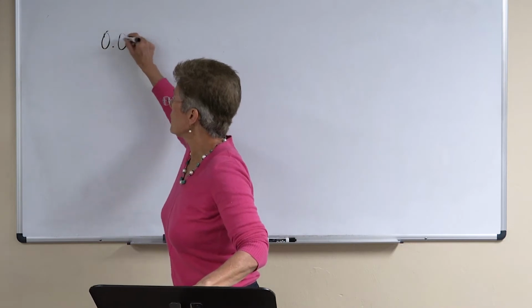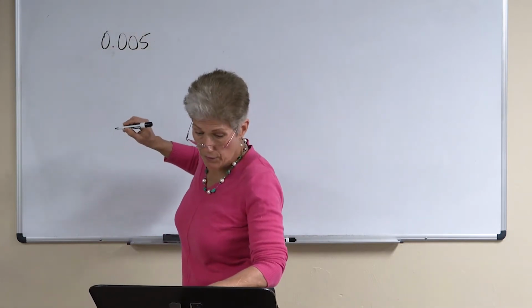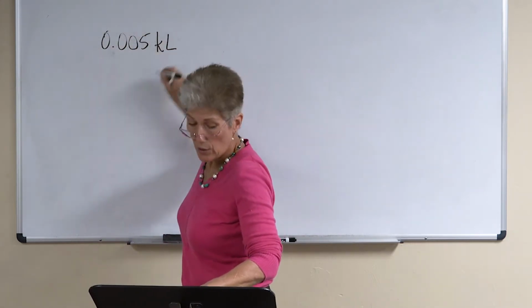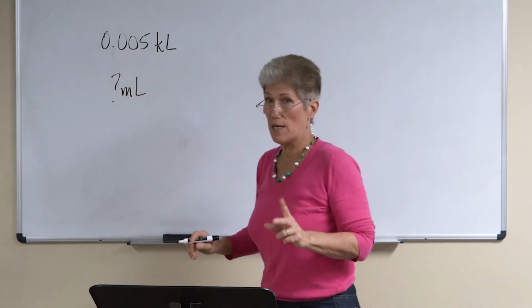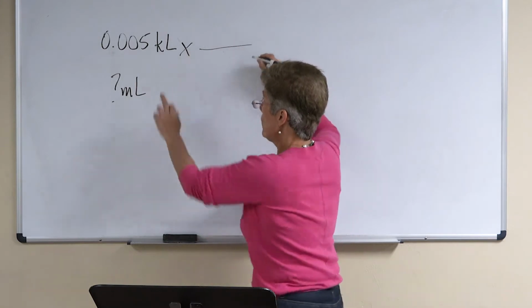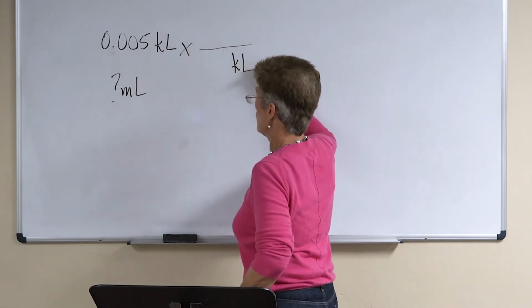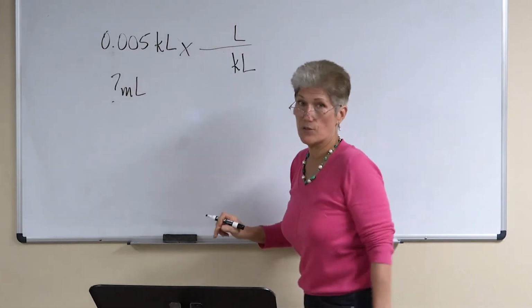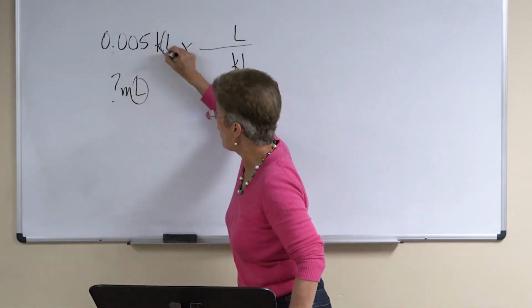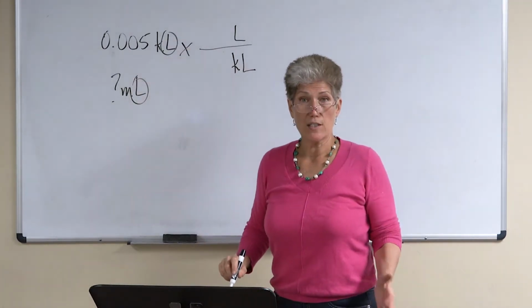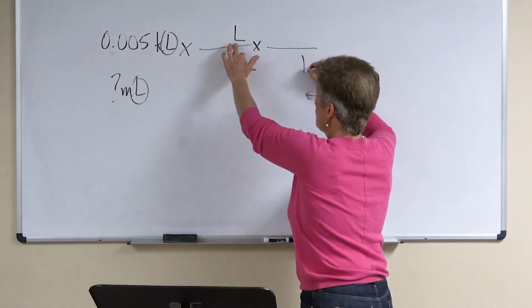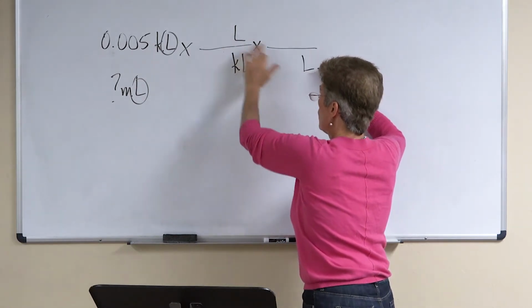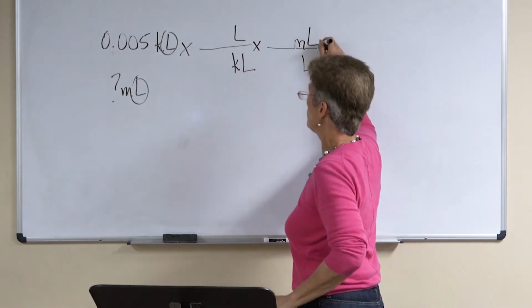Number 5, the volume of a container, 0.005 kiloliters. We want to know how many milliliters this is. So it's a two-step process this time. I know whatever's here has to go here, but I know how to get to liters because liters is the common unit between these two. So that's where I'm going to go to. And then I'm going to go like this, and I'm going to put this here. Everything that's here always goes here. And now I can get directly to milliliters.